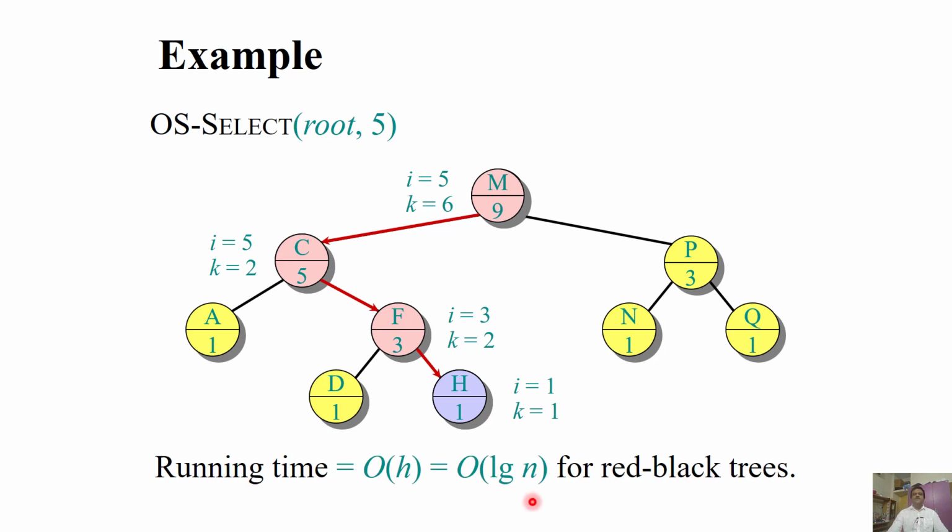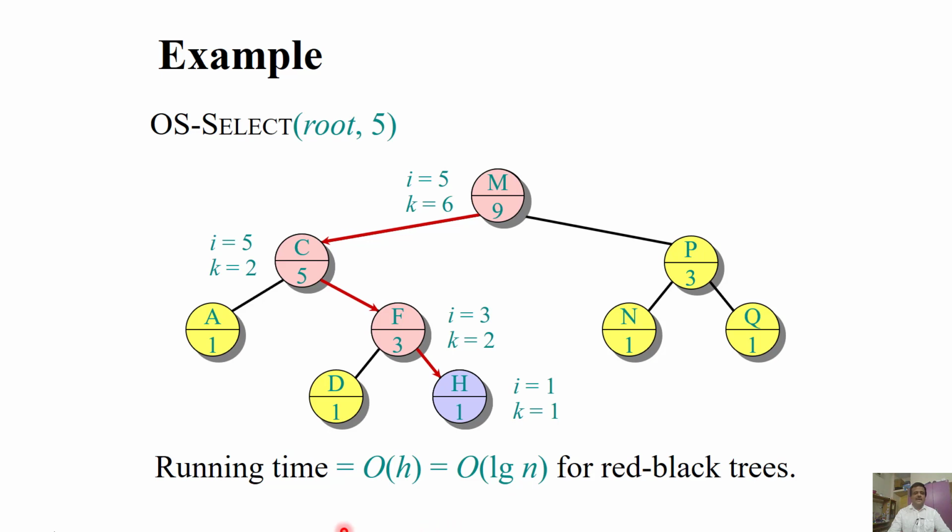Now, how much time did we spend for this search? How much time did we spend for this OS select? That is log n time, and that is why we are looking for a balanced binary search tree, and red black tree is one example of a balanced binary search tree. So, this operation can be done in log n time. That is the beauty of this.